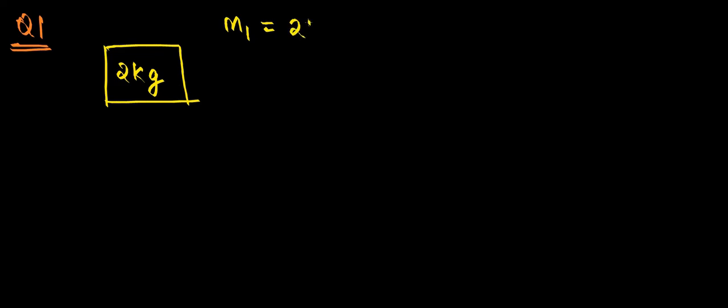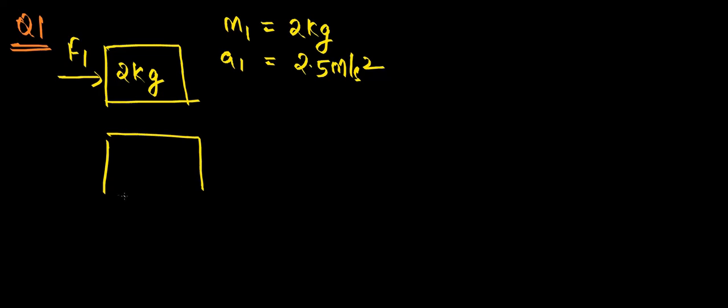Okay, so a force F1 acting on a 2 kg body. There is a body whose mass is 2 kg. F1 force is acting on the body and produces an acceleration. First body M1 is 2 kg mass, and the acceleration on it is 2.5 meter per second square. F1 is the force responsible.